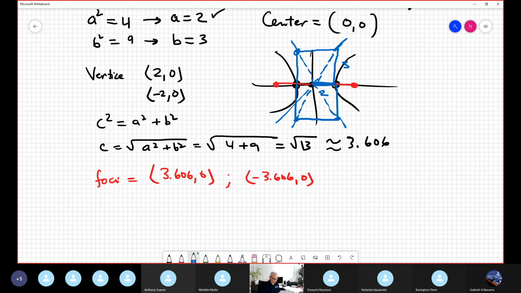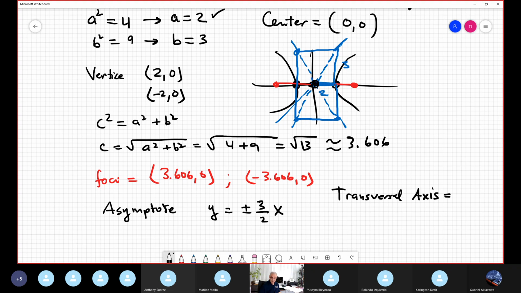After we are doing Desmos, fantastic. The most important thing is the asymptote equation is y equals plus or minus b over a, which is 3 over 2, times x. We have no h, we have no k, because it passes through the origin. I declare clear that the transversal axis is the x-axis. This is the transversal axis.